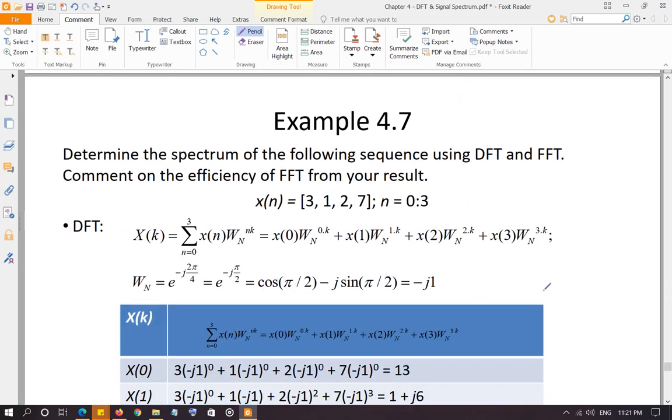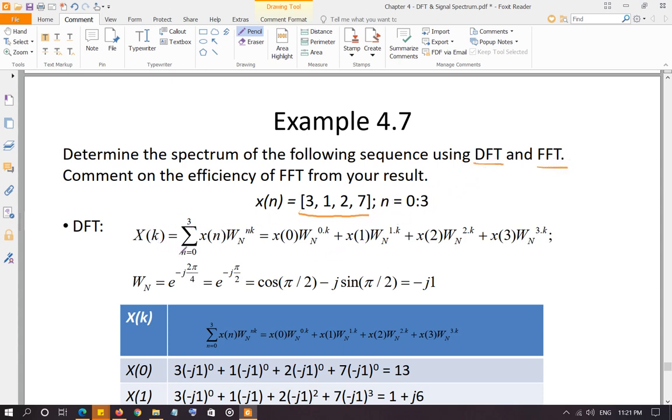First let's look at example 4.7. Determine the spectrum of this sequence using the FFT algorithm, and again the sequence is 3, 1, 2, 7, and it has 2 to the power 2, that is 4 points. So we don't have to pad any zeros. We have to do this with both DFT and FFT, and it's going to show you actually the savings.